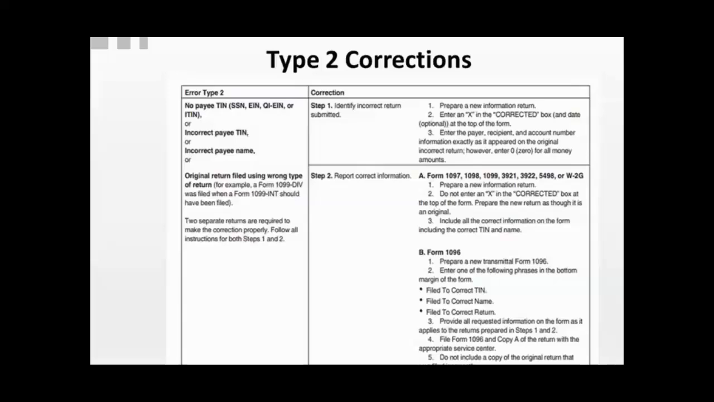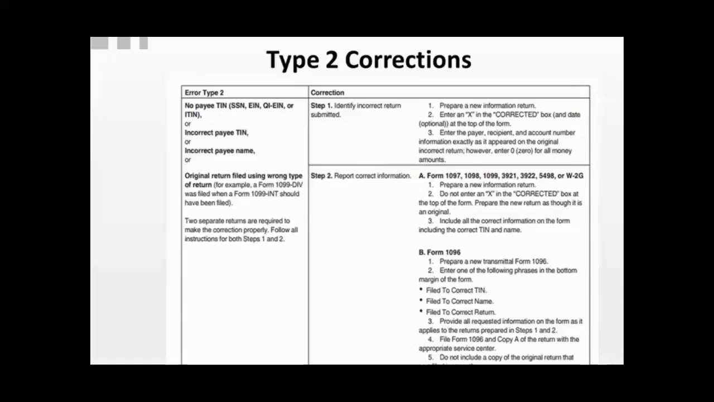So you identify the incorrect return and prepare a new information return and put an X in the corrected box for that one and a date at the top. And then you enter the payer, recipient, and account number information exactly as it appeared on the original return that was incorrect. Because if you do not, it won't be able to find the incorrect one and cancel it. And you enter 0 for all money amounts for that return.